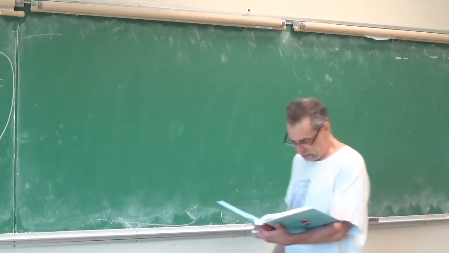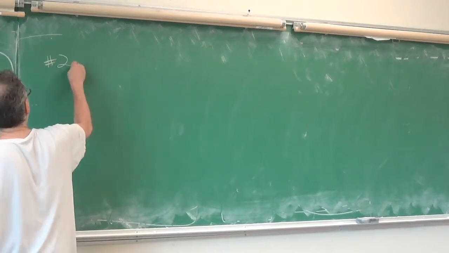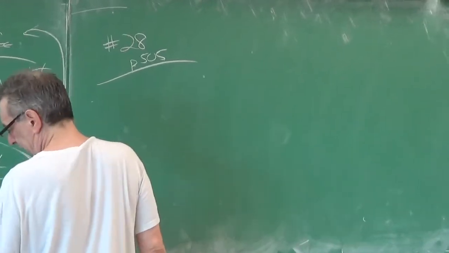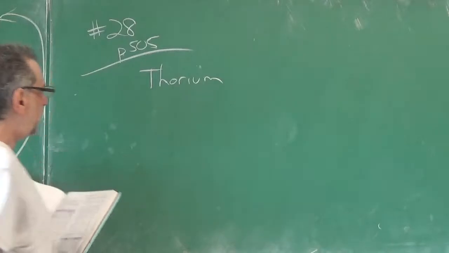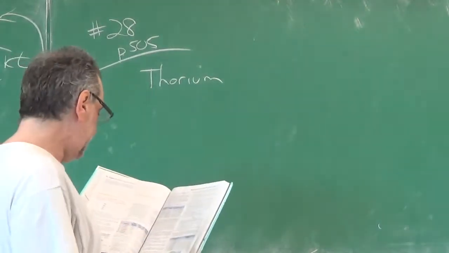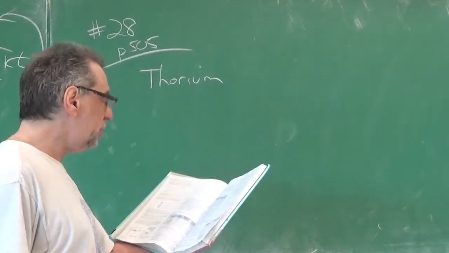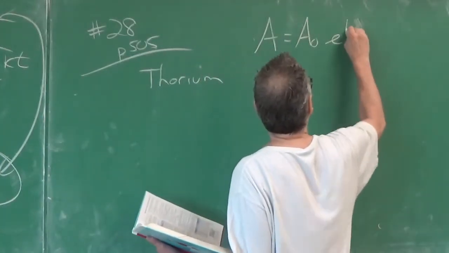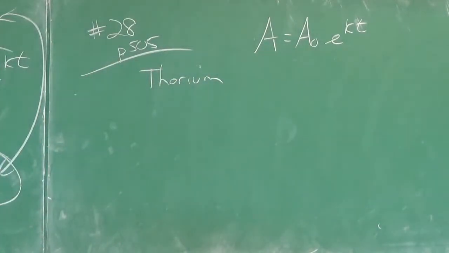And let's look at another radioactive substance. This is number 28 on page 505, and this has to do with thorium. It doesn't really matter what the element is. We're just concerned with the rate of decay and the numbers that we need to deal with. So all of these problems, we're using the same formula, right? We're using our exponential growth and/or decay. We always go to that formula.